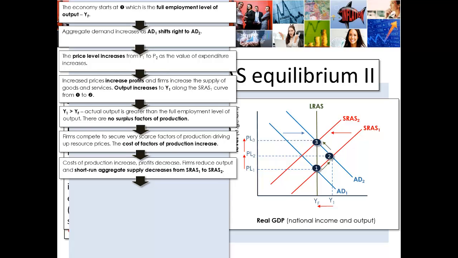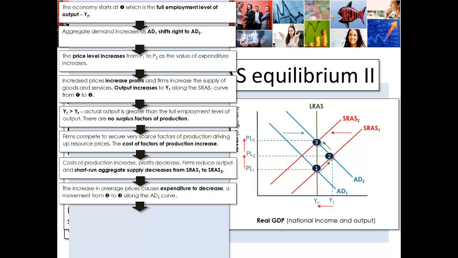As this happens, the cost of factors of production increase. Cost of production increases, profits decrease. Firms reduce output, and the short-run aggregate supply decreases from short-run aggregate supply 1 to short-run aggregate supply 2. We show that with a movement there to the left. The increase in average prices causes expenditure to decrease, expenditure by those purchasing goods and services in the economy. And this is shown as a movement from point 2 to point 3 along the AD curve.